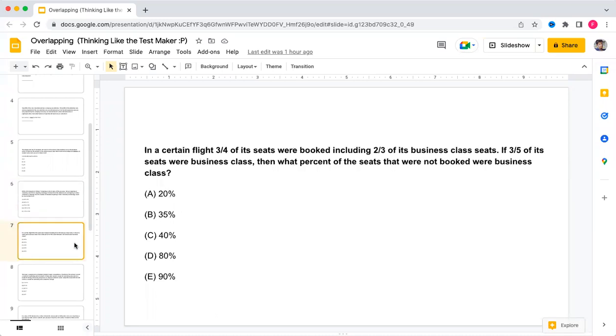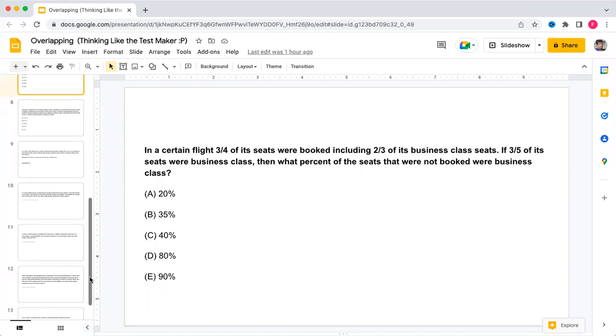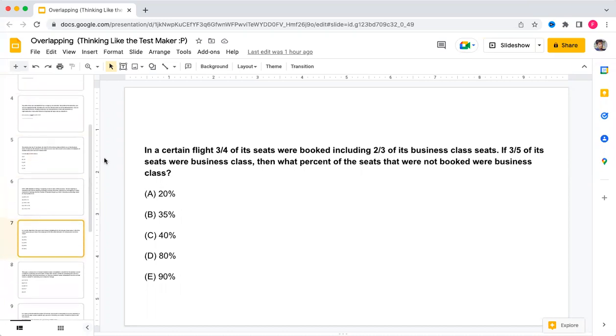Okay, so now quickly solve this question, and then we'll proceed to the three-way Venn diagram. Just solve this question now and try to be quick.